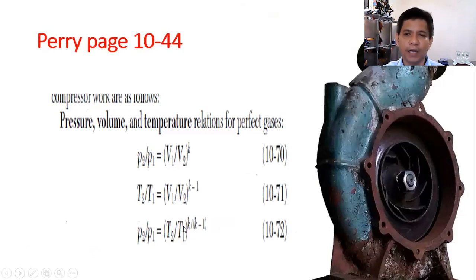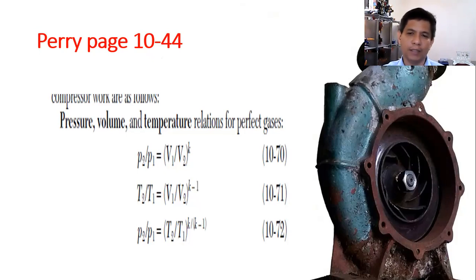Okay. In calculating the horsepower, a 100% efficient compressor is a reversible adiabatic compressor. In solving compressor horsepower, we're going to use these equations from Perry. You can find this on 10-44. Generally, these equations are introduced in chemical engineering thermodynamics, but this is also introduced in physical chemistry.